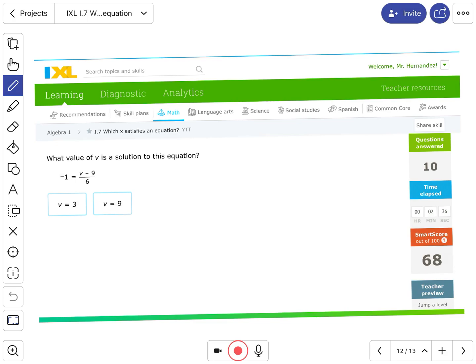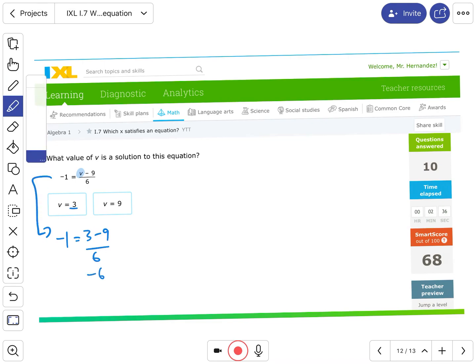Okay, I could do one more. If you have a highlighter, I would recommend always highlighting the variable, because that's what you're going to replace. So I'm going to replace it with 3 here. Everything else stays the same. So 3 minus 9 is negative 6. What I'm focusing on is the numerator here, and that's negative 6. Now I'm going to recopy the denominator, recopy the equals, recopy the negative 1. And then negative 6 divided by 6 is negative 1. So that's true.